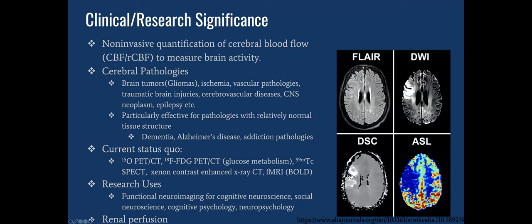The clinical significance of ASL is very vast, and it can be used in almost all cerebral pathologies and even in research. So almost the most common cerebral pathologies like brain tumors, such as gliomas, ischemia, vascular pathologies, traumatic brain injuries, cerebrovascular diseases, it can be used in all of those pathologies.